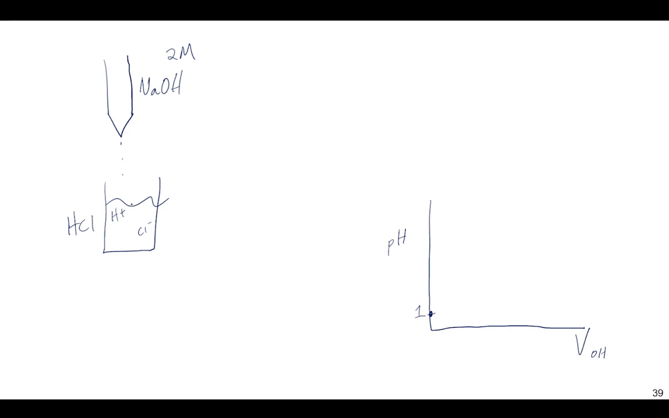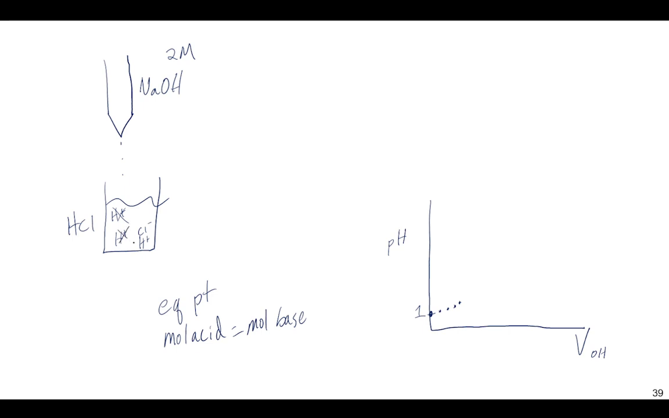But then once I start to add OH minus, I'm canceling out some of the H pluses in there, and I will move to the right on this graph as I add more and more volume, the pH will go up. Now, eventually I add enough NaOH that I'm canceling out the last bits of H plus down here, right? Eventually, I'm getting to the equivalence point, right? The equivalence point being that point where the moles of acid equal the moles of base.